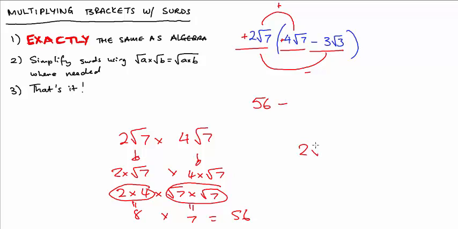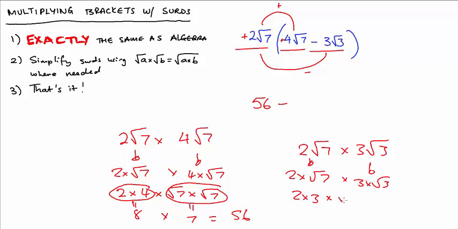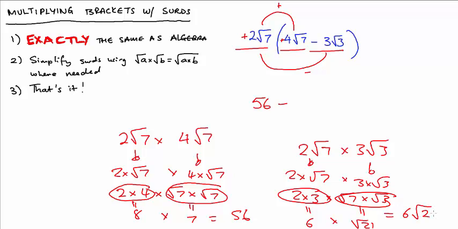signs anymore. So 2 root 7 times 3 root 3. That is 2 times root 7. This is 3 times root 3. Multiply together, we reshuffle the order. Get those surds together, get those numbers together. 2 times 3 is 6. Root 7 times root 3 is root 21. Yeah? We've got 6 root 21.